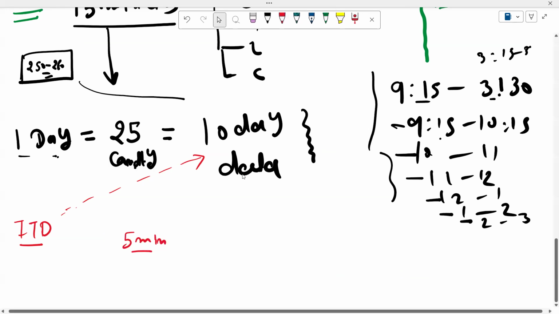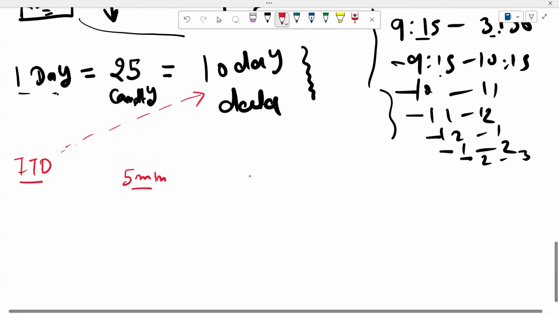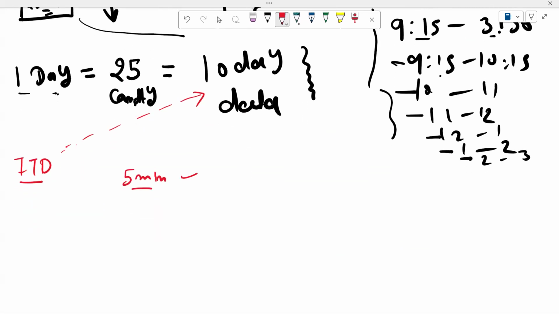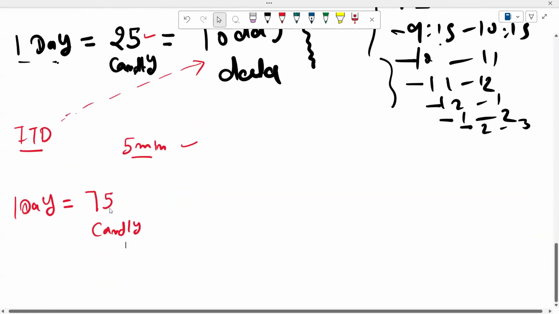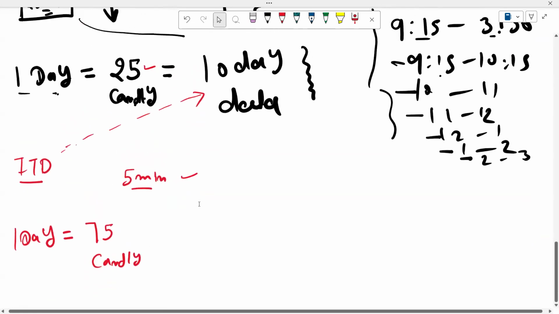It will be triple. So if I put a 5-minute candle, let's do the same calculation for one day. How many candles will I get? Instead of 25, I will get 75 candles, because in 15 minutes I am getting 25 candles. So if I put 5 minutes, 25 into 3, I'll get 75 candles.